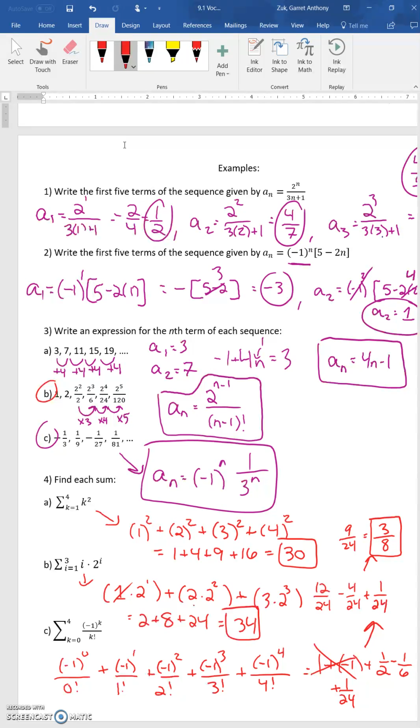So again, just a couple examples on how to evaluate some of these sums and find the rules for these sequences. Hopefully you enjoy these. Again, we're just looking for patterns, trying to make some generalizations.